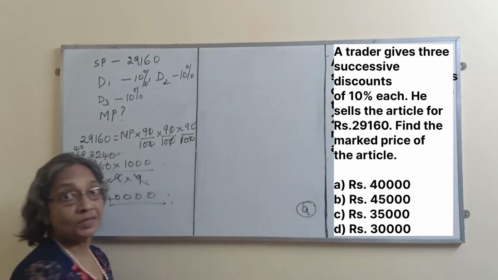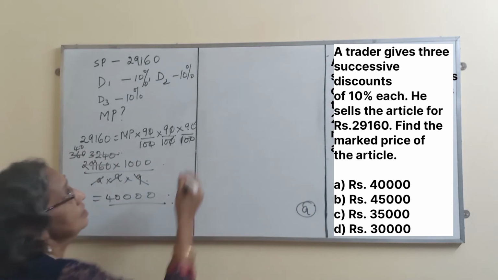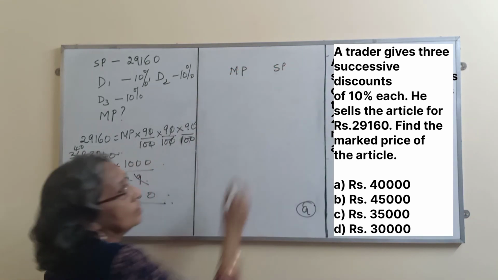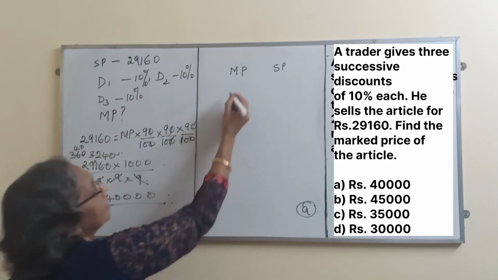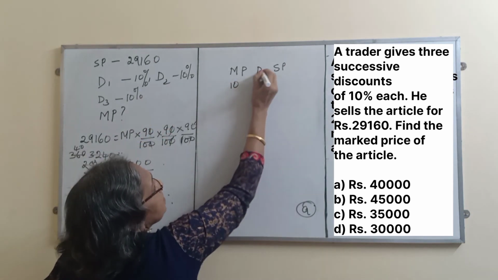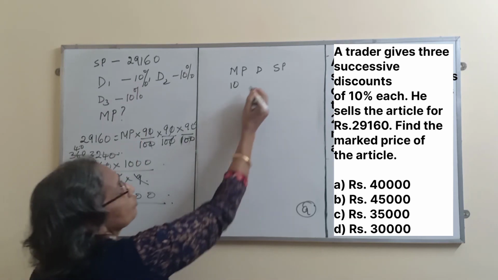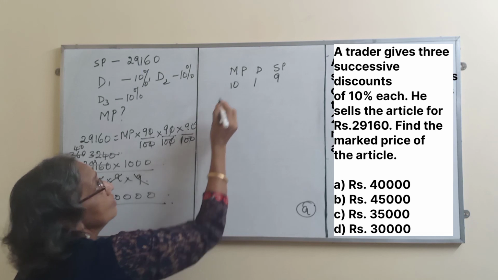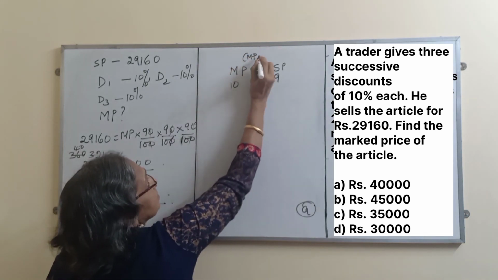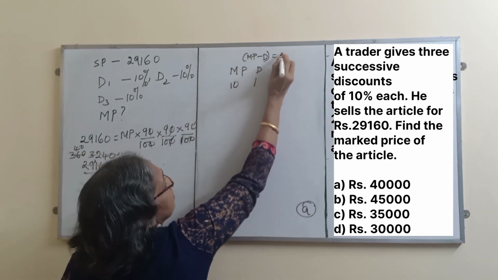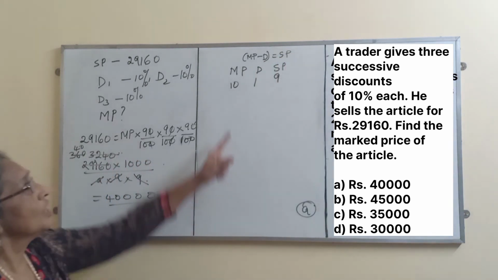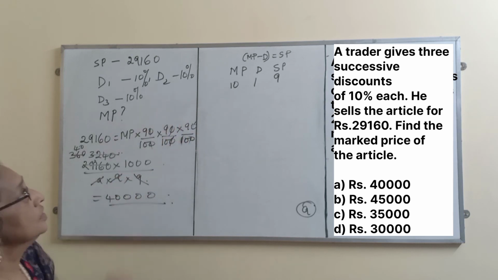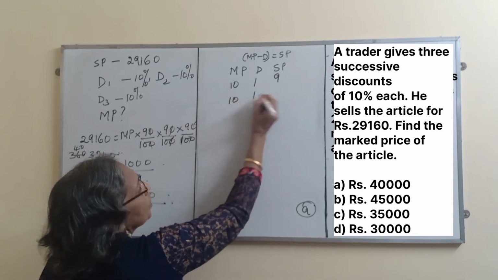Now let's see if we had to do it by the ratios. Okay, so we have our MP here and we have the SP. Now the MP is going to be 10, let's take the discount is 10%, so that would be 1. Selling price would be 9. Okay, what we are doing is MP minus discount will give you the selling price. And why we are taking 10? Because it is a 10%, so 10 upon 100 discount. Every time I am going to get that.